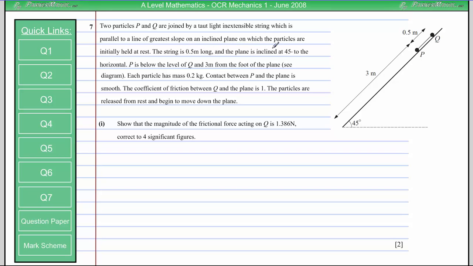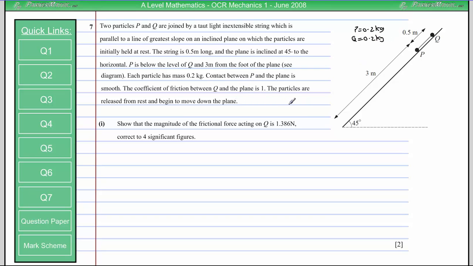We already know the length of the string. We've already got on the diagram the 45 degrees. We already know P is below Q. Each particle has mass 0.2 kilograms. That's not shown on the diagram, so maybe we could put over here P equals 0.2 kilograms and Q equals 0.2 kilograms.